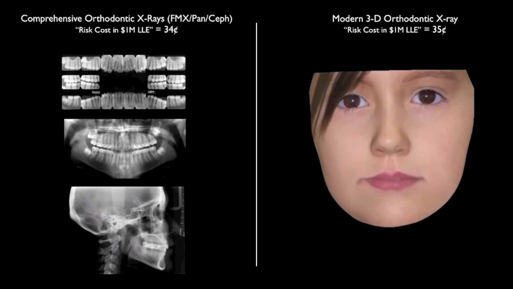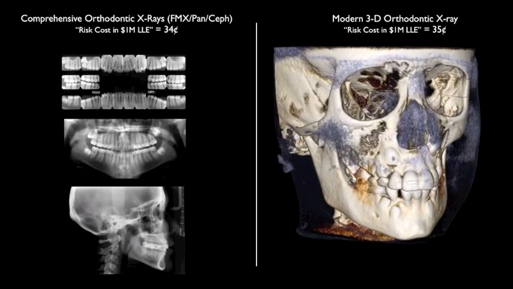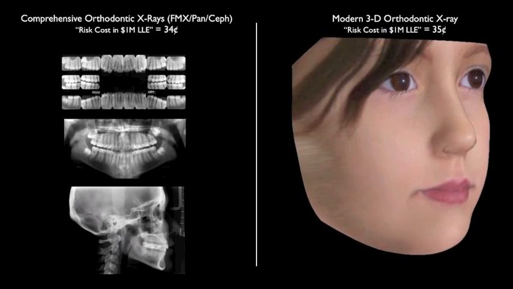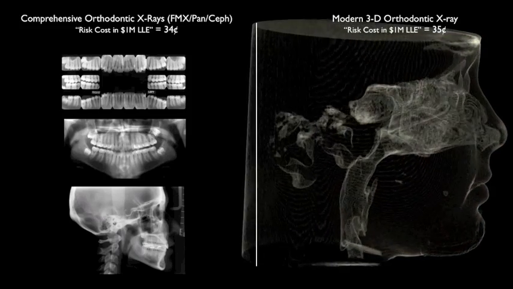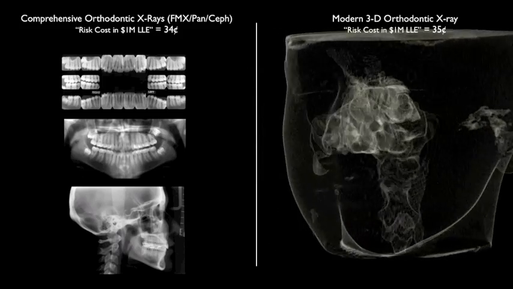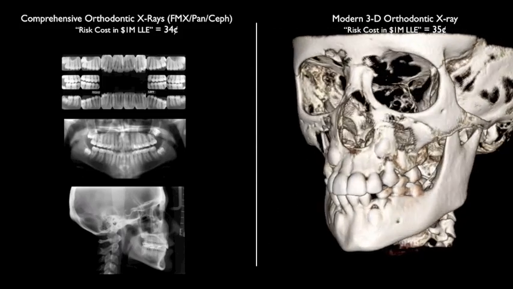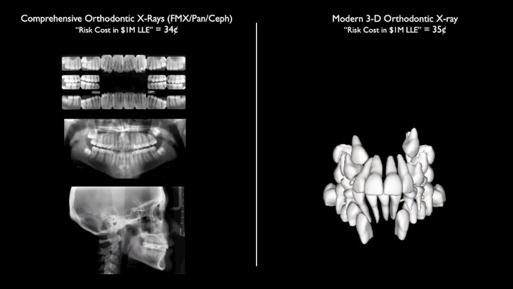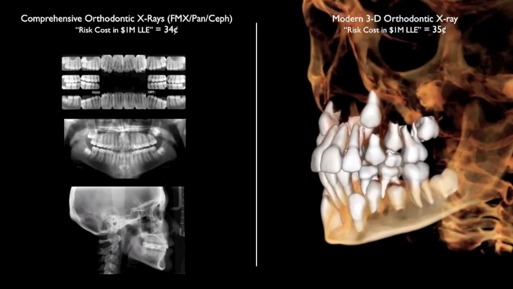Now, as I discussed before, if you're in fact taking a more comprehensive orthodontic series, this is, in terms of cost, pretty much identical. You're looking at 34 cents versus 35 cents, and if you're not using rectangular collimation, which I hope all dentists are, over on the left you're going to quadruple that cost, which of course makes the 3D X-ray on the right even more attractive.